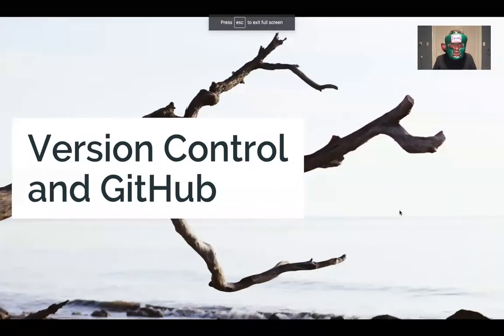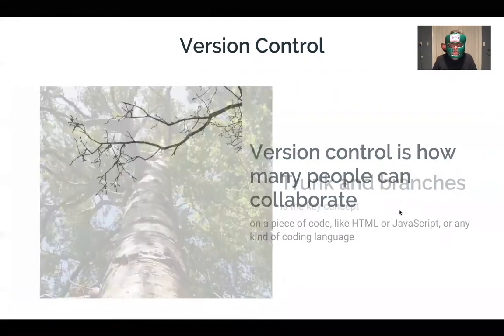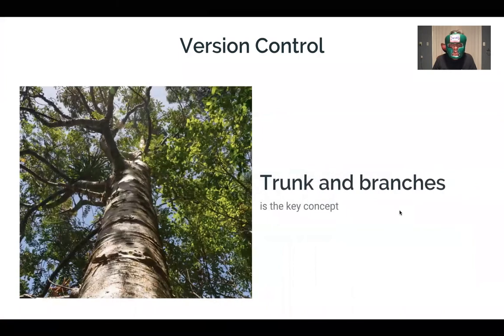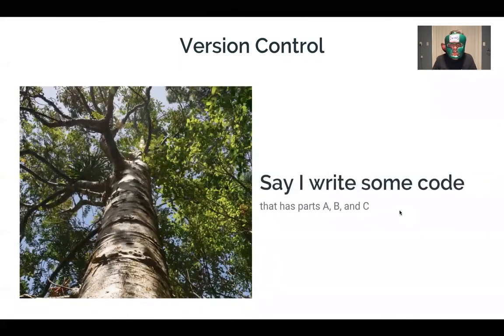So let's talk about version control in GitHub. Version control is how many people can collaborate on a piece of code, like some HTML or JavaScript or any kind of coding language. Trunk and branches is the key concept to remember when we talk about version control. Say I write some code that has parts A, B, and C.